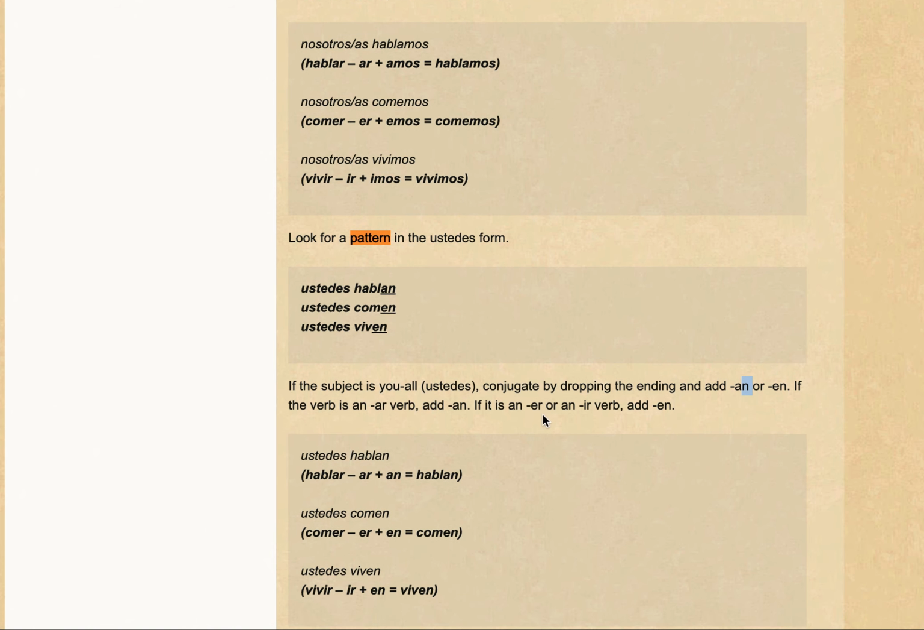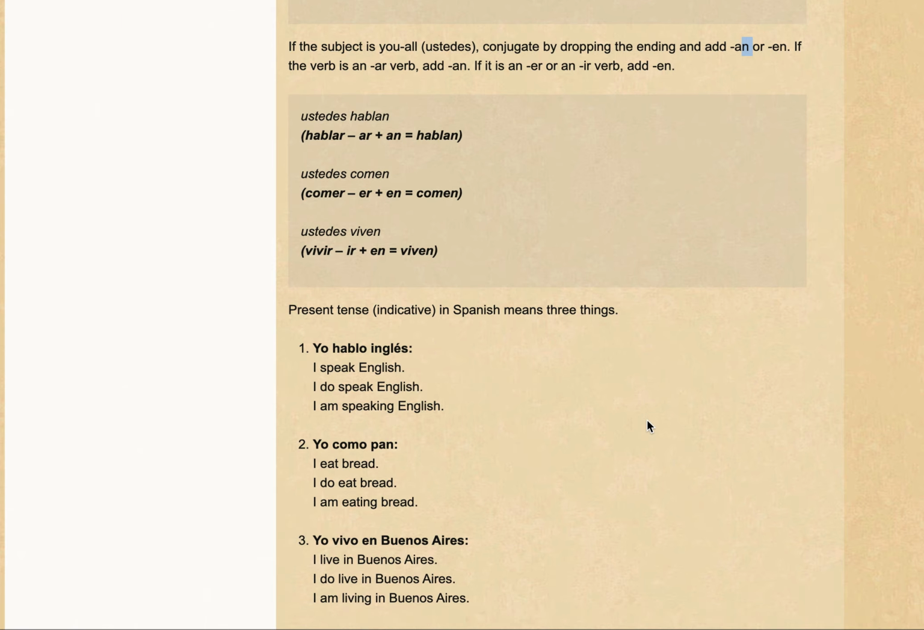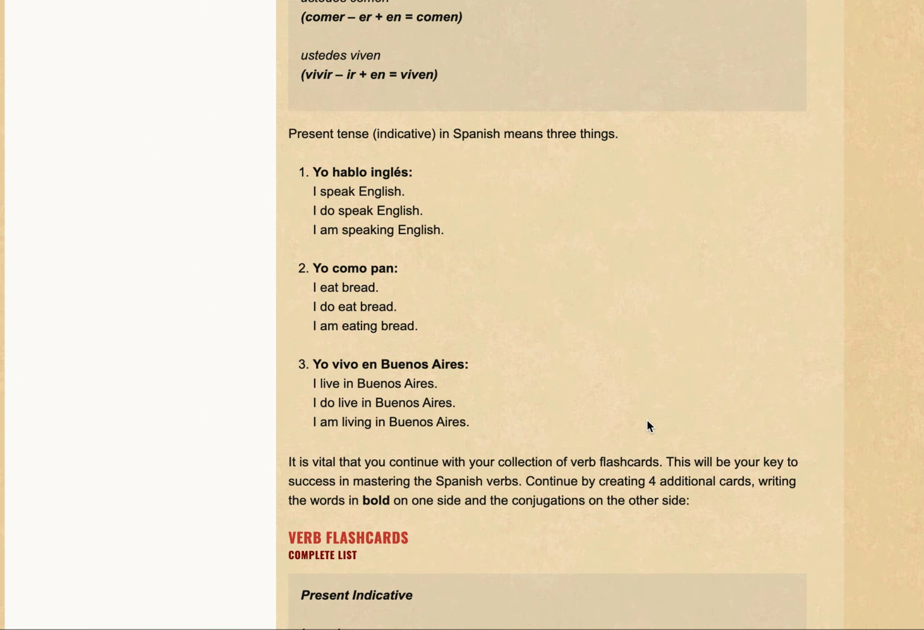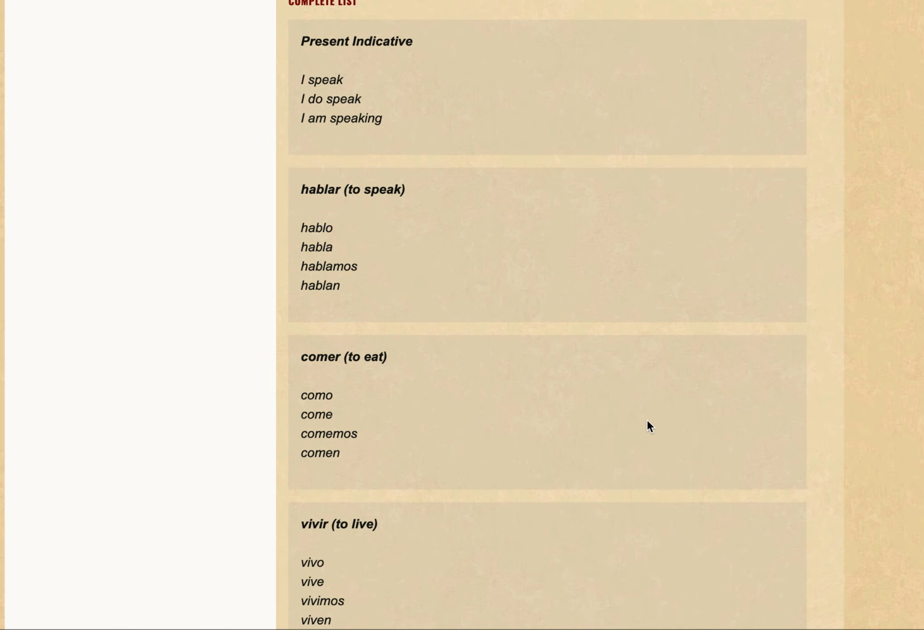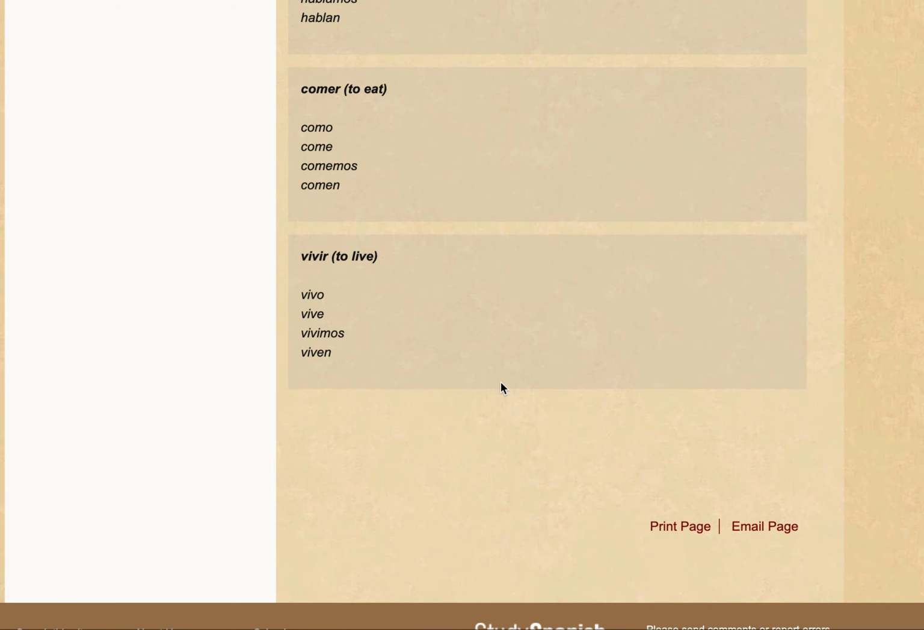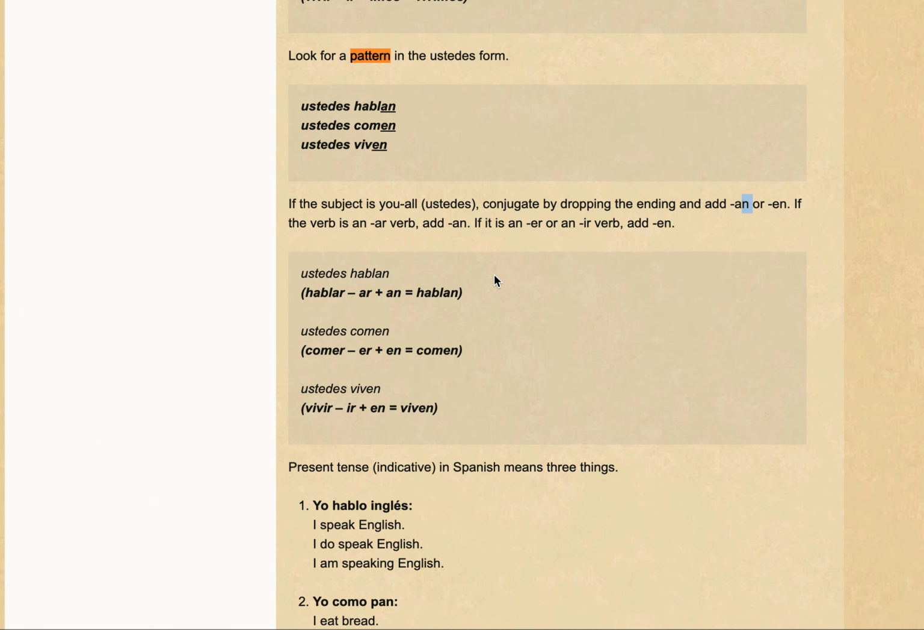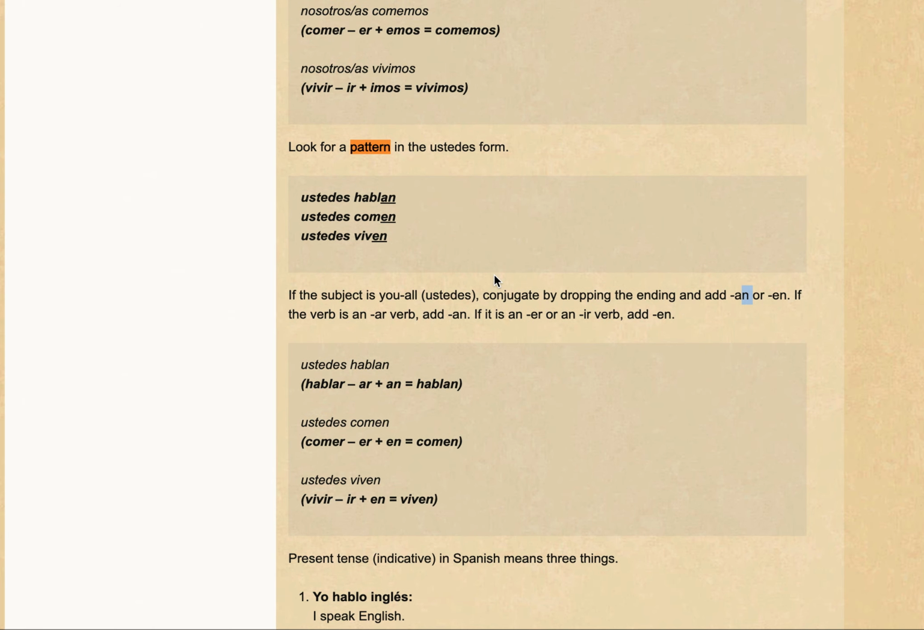If the verb is an A or an E, okay. Yo hablo inglés, yo como pan. Indicative. So, hablar, comer, vivir. Just trying to see how we can remember if it's either an or en. You know it's a or e for usted, and for ustedes it's again a or e, but adding an n to it.